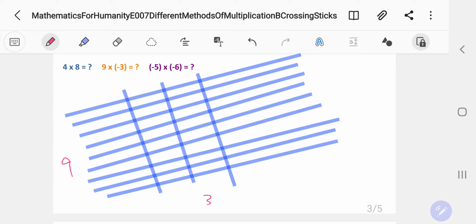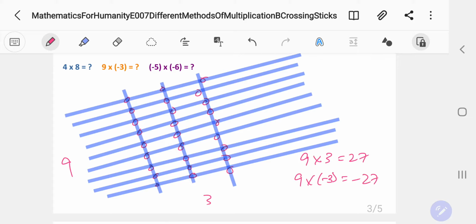So let's now count the intersections. 1, 2, 3, up to 20, 21, 22, up to 27. So therefore, 9 times 3 would be 27. And then you have 9 times negative 3 would be negative 27, because when you multiply a positive number to a negative number, the result is always negative.